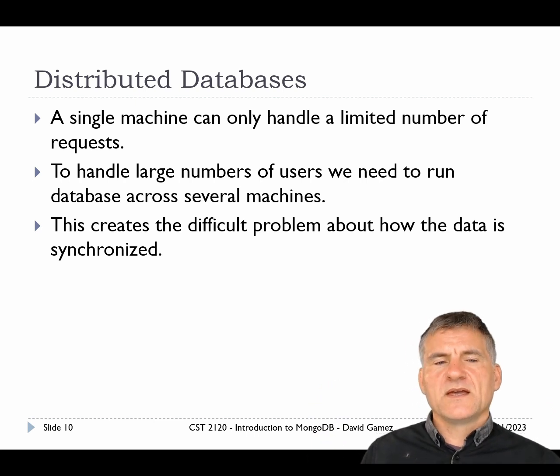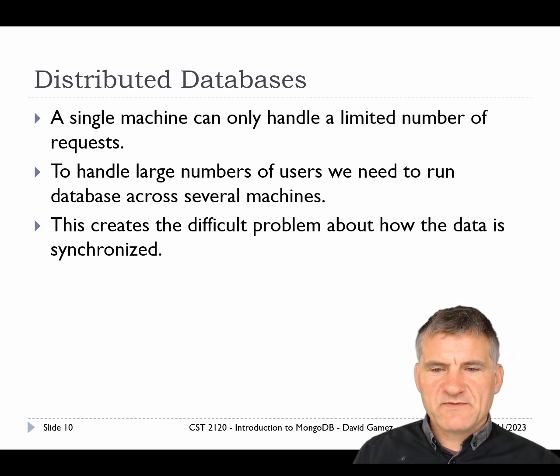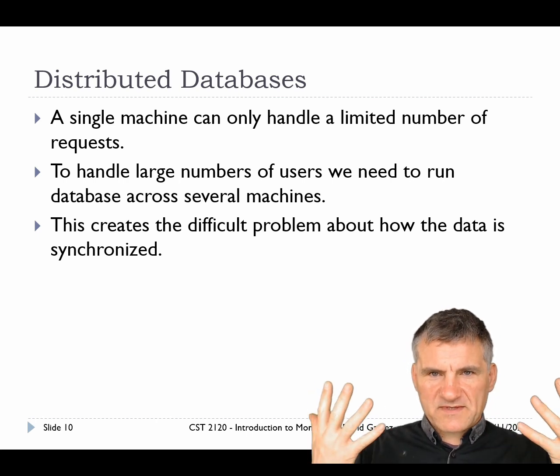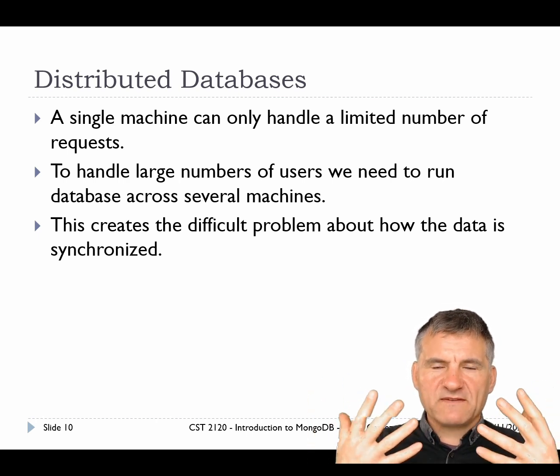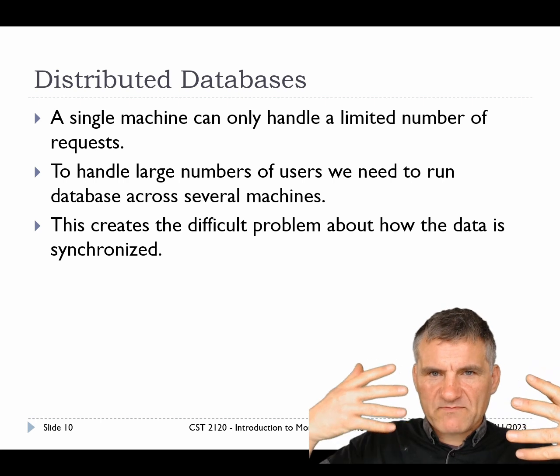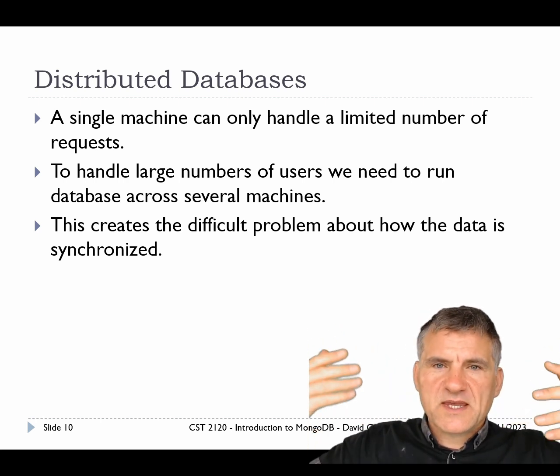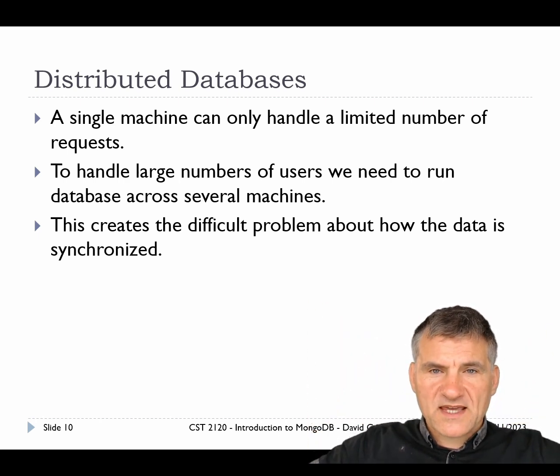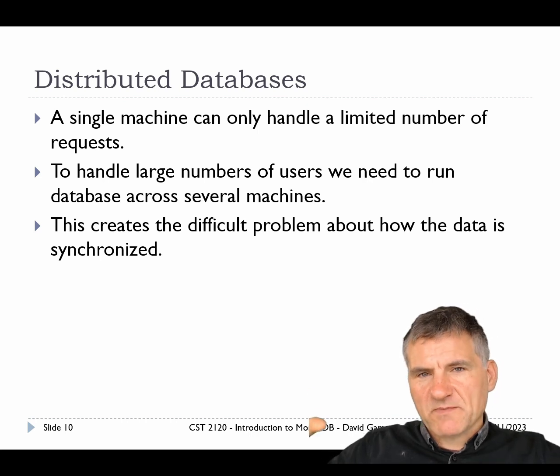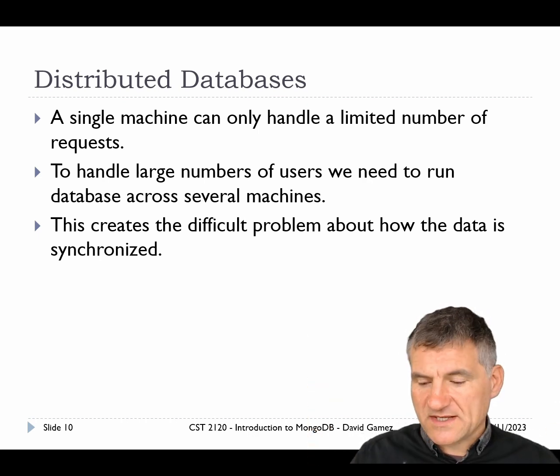So we need to run the database across several machines. If we're taking a database with these tables and relationships between them, we need to figure out a way of breaking it apart so we can put different parts of that database onto different machines. And this is a problem about synchronization and sharding, as I'll come to.